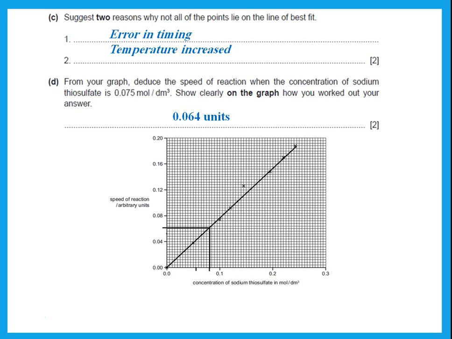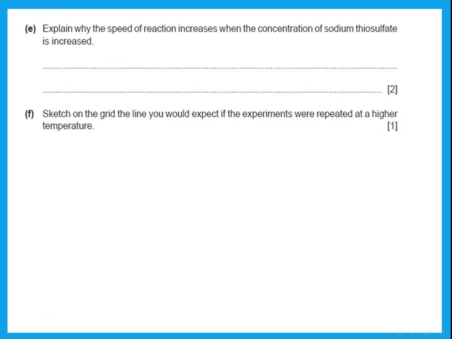Were you able to get 0.064? Because it is somewhere between 0.04 and 0.08. So between 0.04 and 0.08, the middle exactly is 0.06. This is not exactly 0.06, this is a little bit higher, so that is 0.064. Explain why the speed of reaction increases when concentration increases.